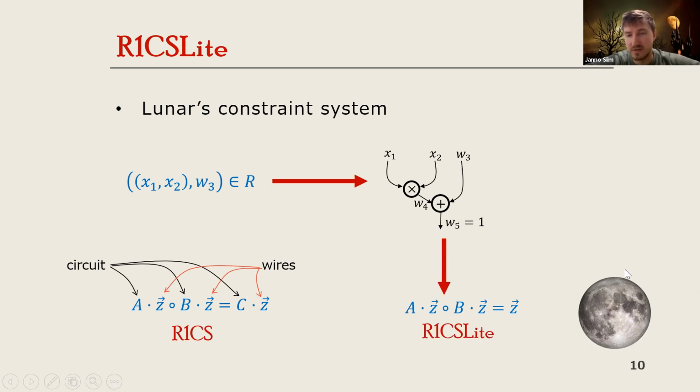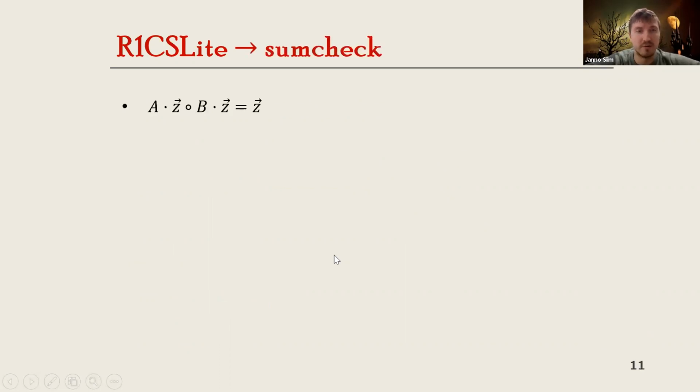But in our case, we use R1CS Lite, and this is a somewhat simplified version of this. You have only two matrices which represent the circuit, and the Z still in some way represents the wires of the circuit. Now, how do you go from R1CS Lite to a sum check argument? Again, we start with this R1CS Lite equation. Then we split. This step that I explain right now is mostly done in Marlin and Lunar. We did our own modification, but this is just to give you some context.